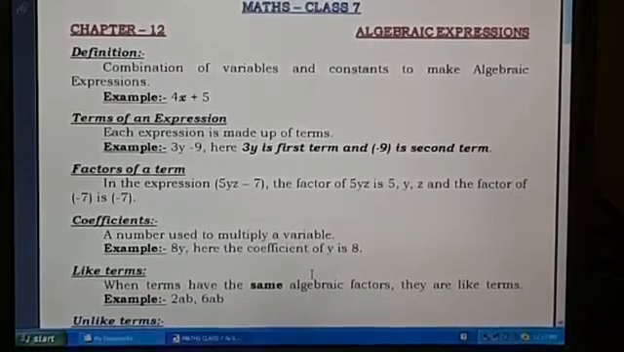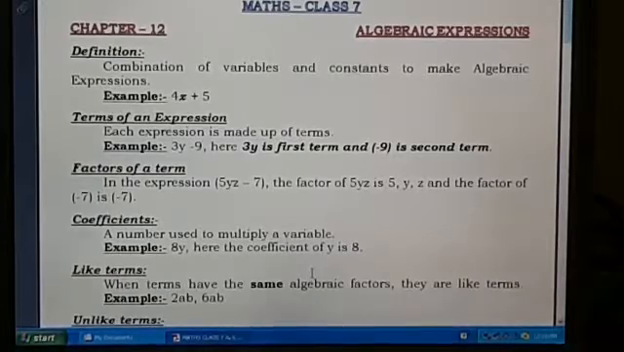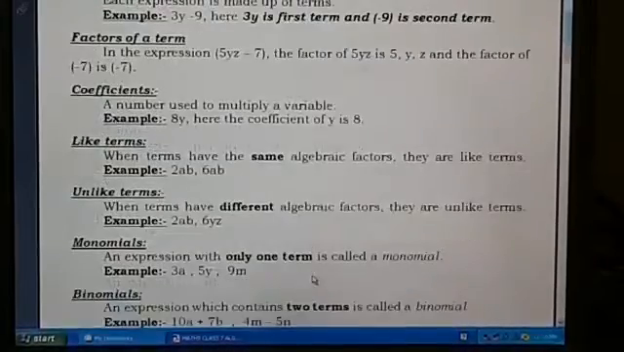Next, coefficient. See the example here, 8y is there. Here the coefficient of y is 8. So the number next to the y, whatever is there, that is the coefficient of y. Suppose you are going to write the coefficient of 8, the answer is y. Okay, next, like terms.